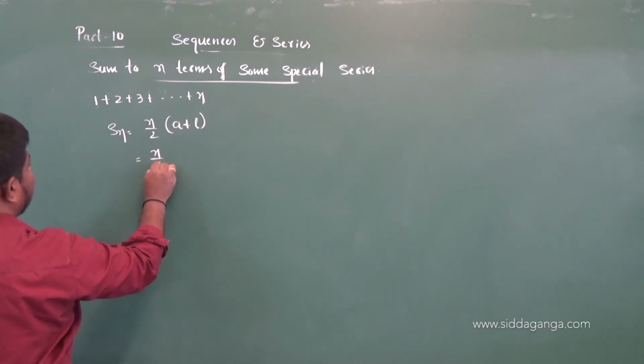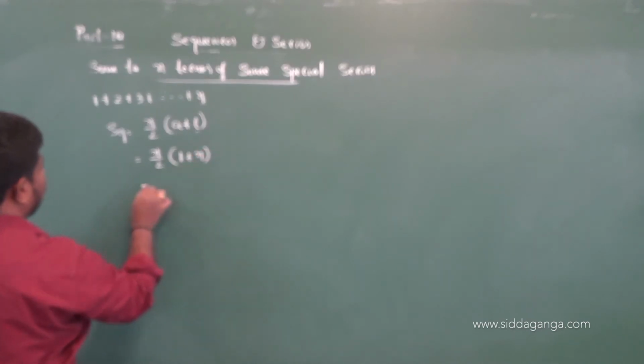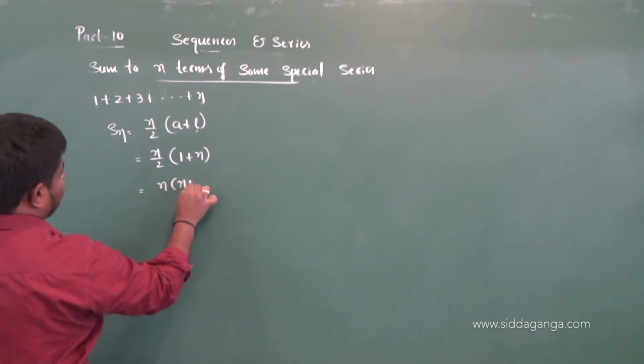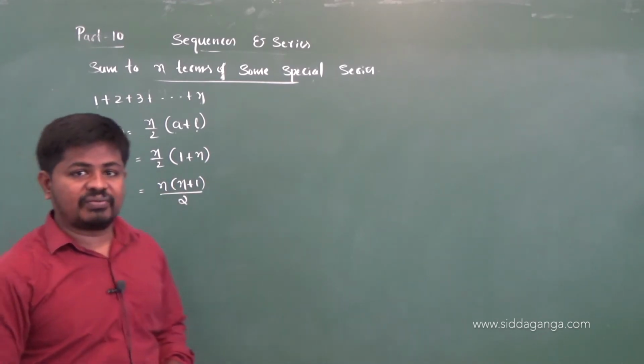So you get n by 2 into what is a? a is 1 plus n, the last term I am going to take as n. So you get n into n plus 1 by 2. This gives the sum of first n natural numbers.